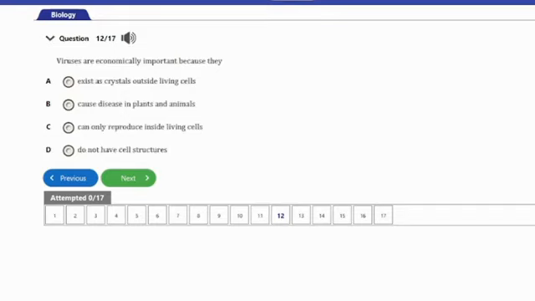Let's go ahead and consider the next question, guys. That's question number 12 here. It says, viruses are economically important because they A, exist as crystals outside living cells, B, because they cause disease in plants and animals, C, can only produce inside living cells, D, do not have cell structures. So guys, the reason why viruses are economically important is because they cause disease in plants and animals.